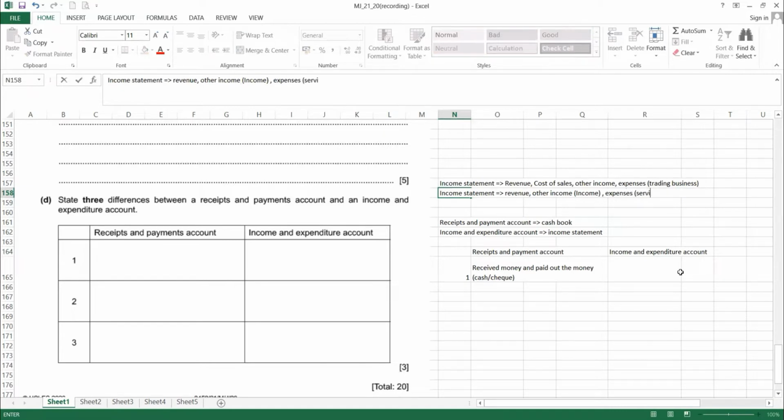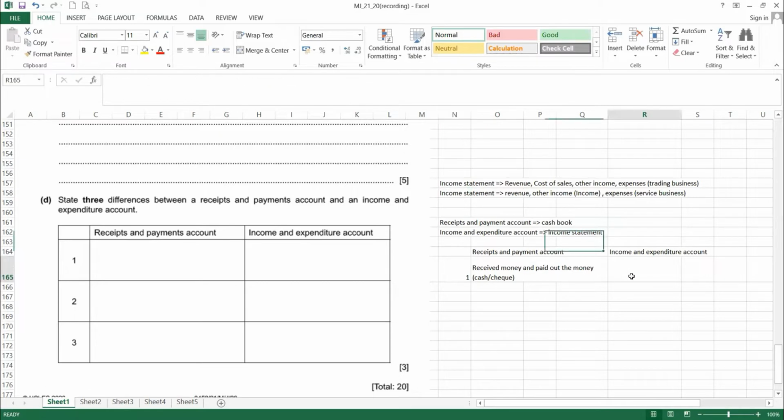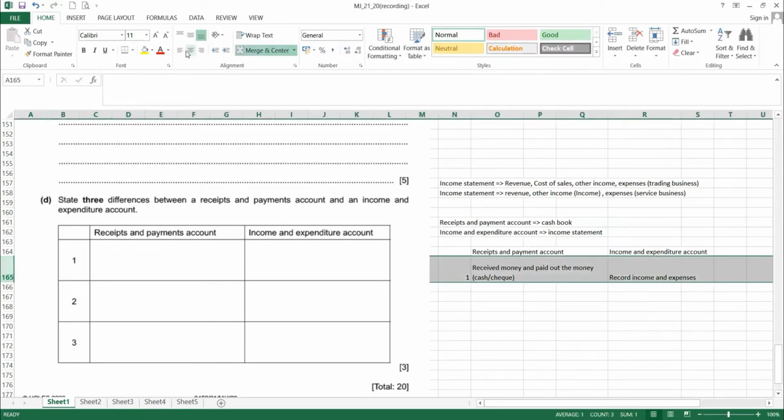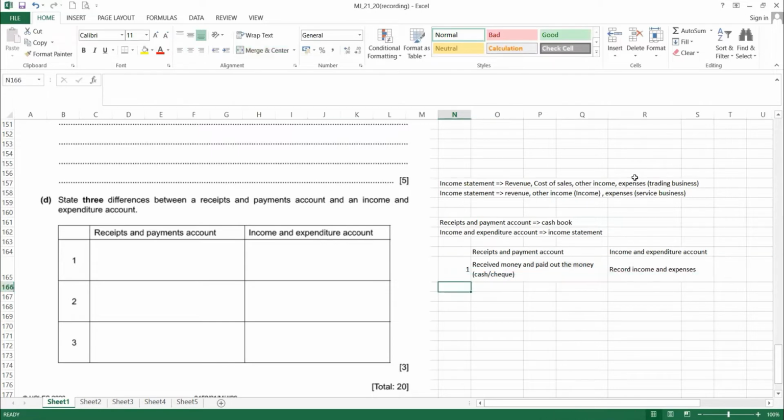So this is a service business. The club is actually providing a service. So you don't go and talk about cost of sales here. Don't mention cost of sales. You see that, record income and expenses. Don't talk about cost of sales. There is a difference between a service account and a trading business.